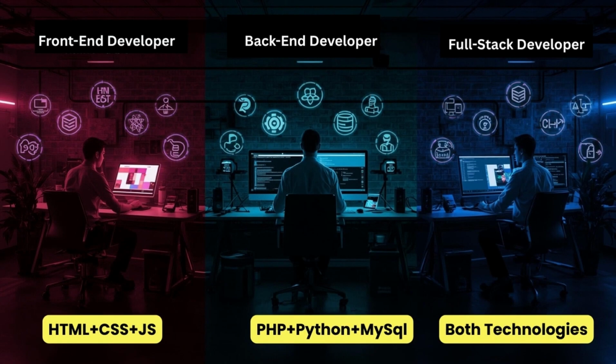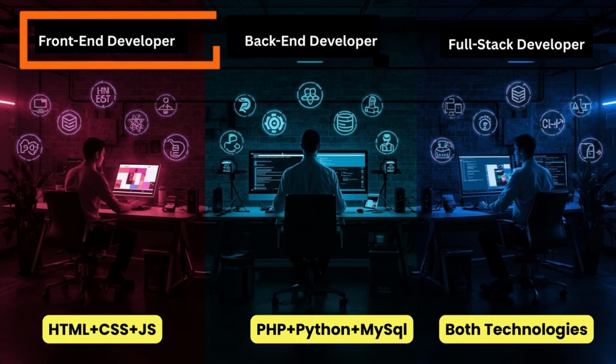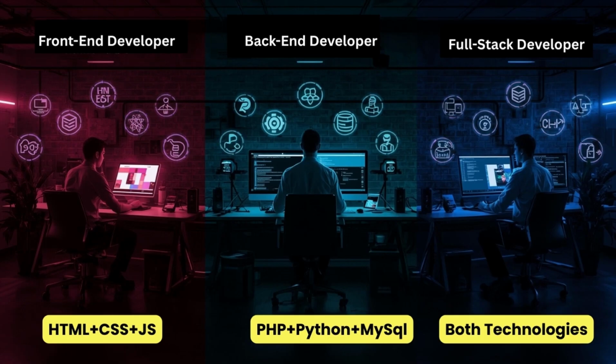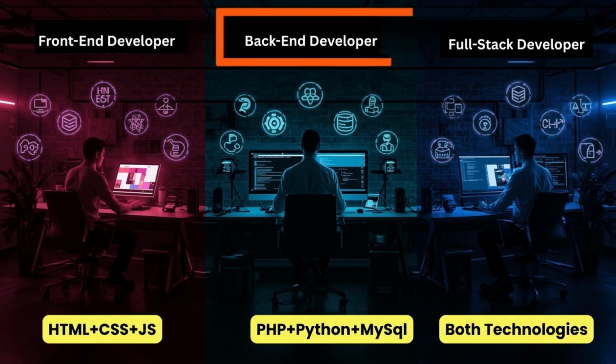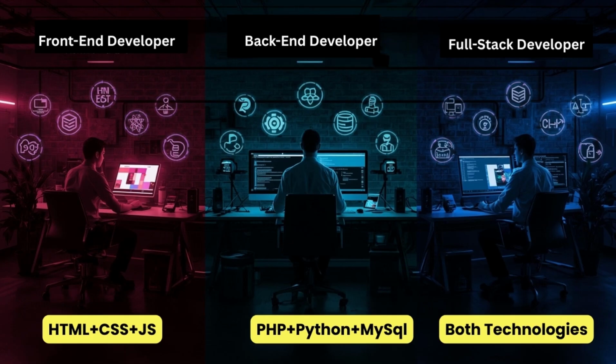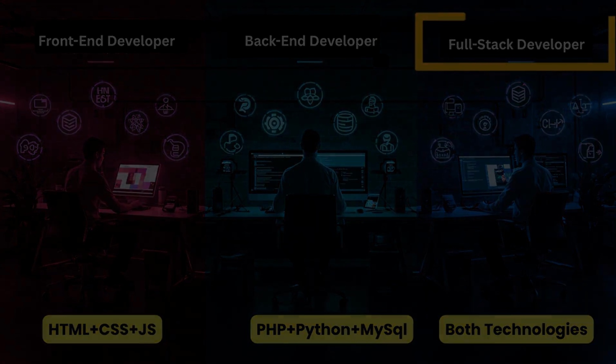The person who is an expert in HTML, CSS, JavaScript, and React is called a front-end web developer, and the person who is an expert in back-end technologies like PHP or Python or Node.js and MySQL or MongoDB is called a back-end developer. The person who is an expert in both front-end and back-end is called a full-stack developer.